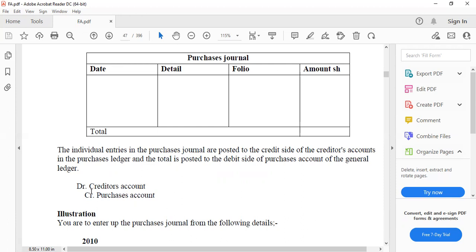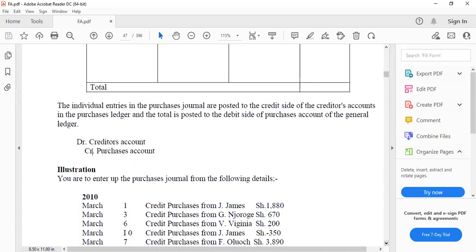I think there's something wrong here, because when you purchase goods, those goods come to you. I'm sorry for that. This one is supposed to debit purchases and credit creditors, because purchases are goods that have come to you. Therefore, purchases will be debited and creditors will be credited. So creditors have a credit balance and purchases have a debit balance. I'm sorry for this mix up here, but I hope you have understood.